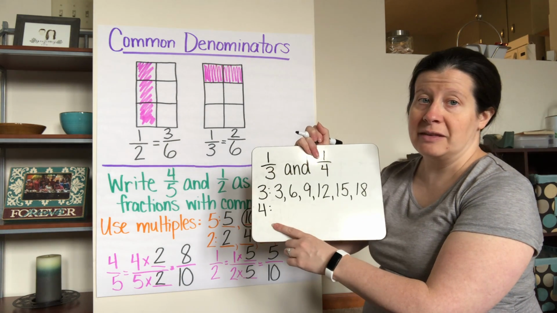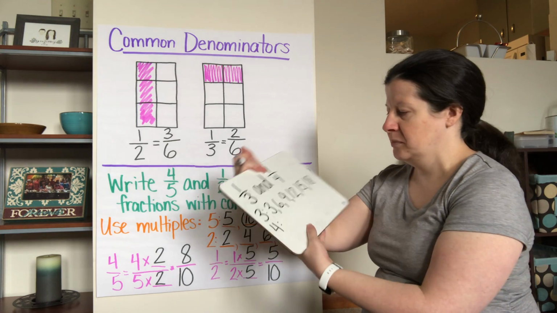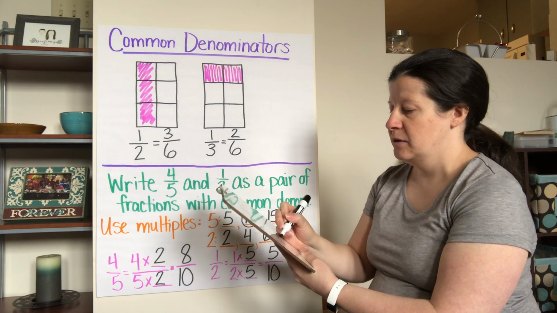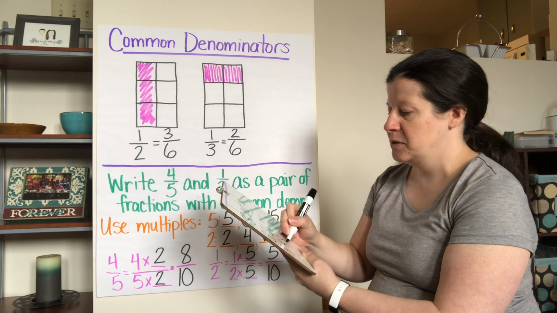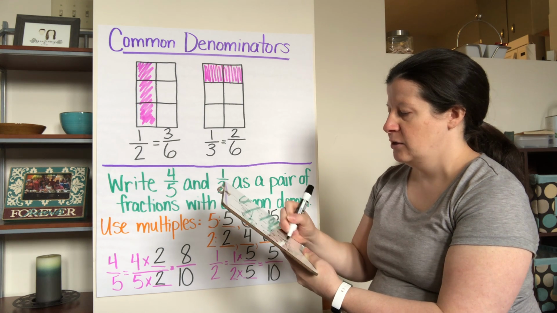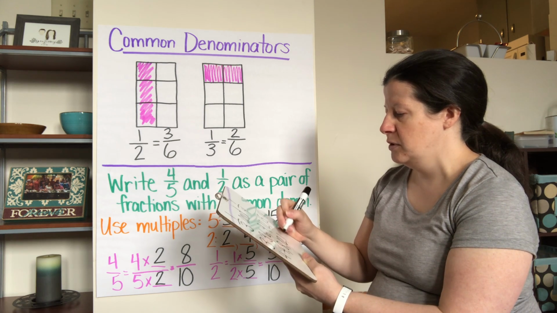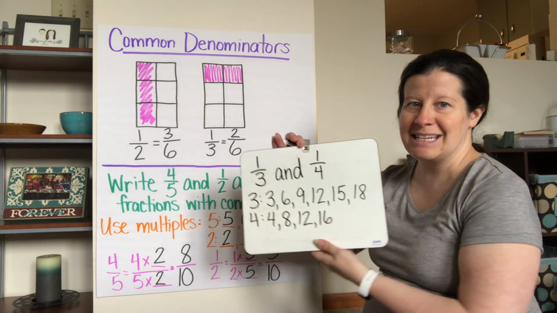Let's do the same thing and list the multiples of 4. 4 times 1 is 4. 4 times 2 is 8. 4 times 3 is 12. 4 times 4 is 16.